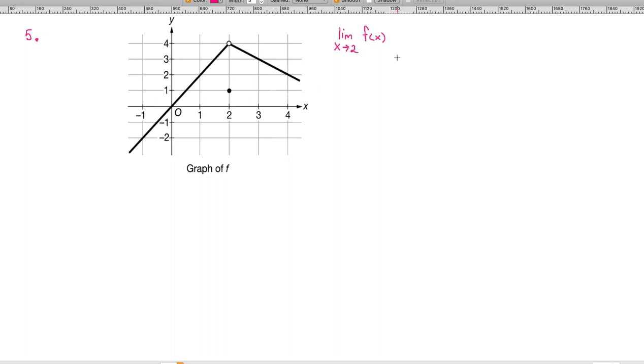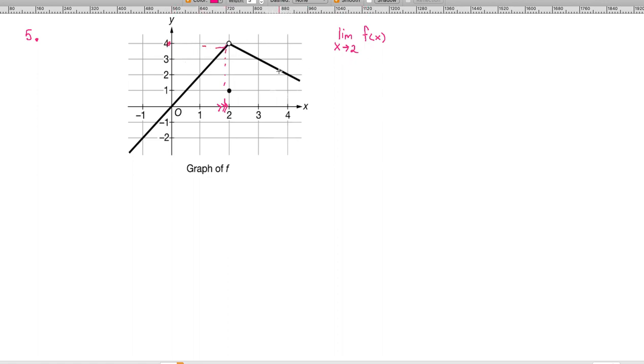And let's say we want to determine the limit as x goes to 2 of f of x, and it gives me the graph of f of x right here. Basically, you want to make sure that the left-hand limit equals the right-hand limit. So as I'm getting closer and closer to 2 from the left, I'm getting closer and closer to what value along y? I'm getting closer and closer to 4 along y.